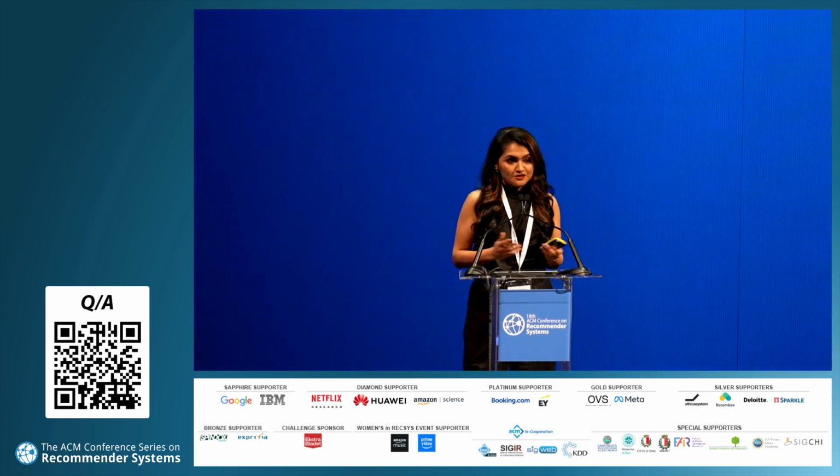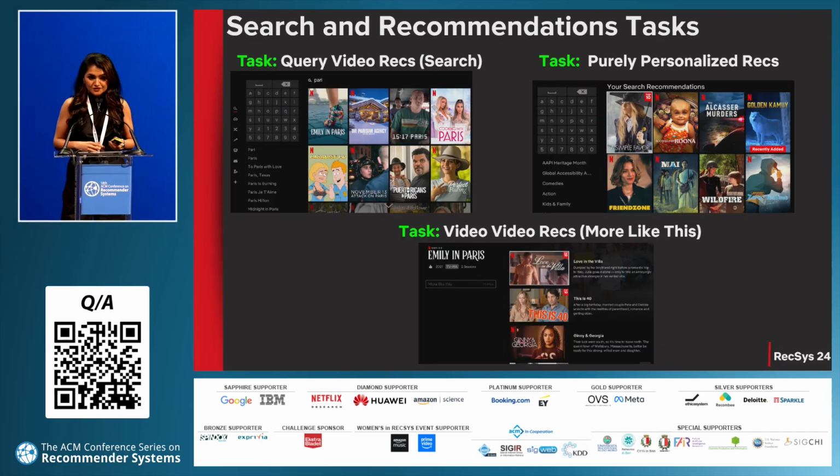As we all know, there are multiple applications of search and recommendation across the industry in different products. Here's an example of some tasks of search and recommendation in the context of Netflix. The first task that I'm showing here is query to video recommendation, which is essentially traditional search. Then we can also have purely personalized recommendation. The screenshot here is from the no query recommendation task, which is the recommendation that comes up when you click on the magnifying glass on Netflix. Then we can have a different kind of recommendation, like video to video recommendation, title recommendation, where the context is when you click on a video, you see other similar videos to that. All of these are search and recommendation tasks.